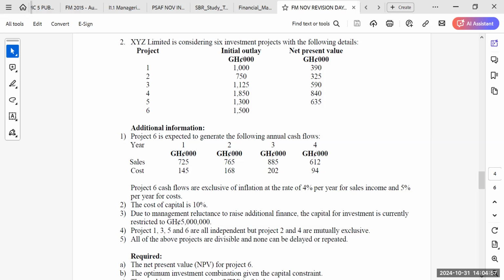3. Due to management reluctance to raise additional finance, the capital for investment is currently restricted to 5 million Ghana cedis. 4. Projects 1, 3, 5, and 6 are all independent, but projects 2 and 4 are mutually exclusive. All of the above projects are divisible and none can be delayed or repeated. Required. A. The net present value for project 6. B. The optimum investment combination given the capital constraints. C. The resulting net present value in B above.